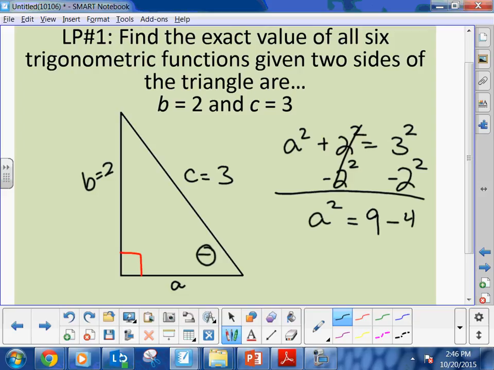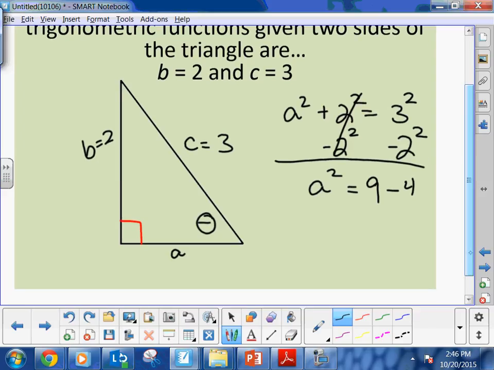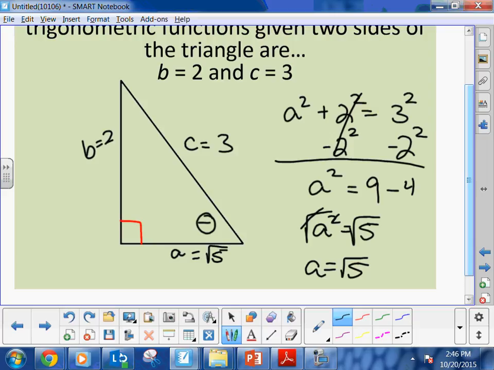From here, we will be able to get an answer for that side. Well, it's going to be 5. So when we take the square root of both sides, we discover that A is really the square root of 5. So with this now, I'm able to solve for all 6 trig functions, and it's fairly simple just because we've done a similar process.